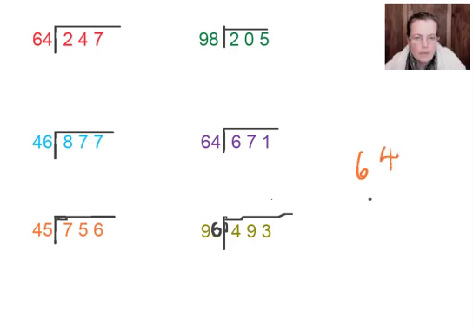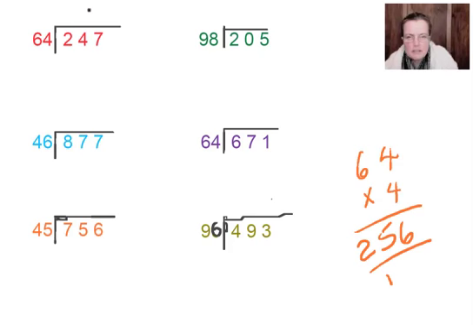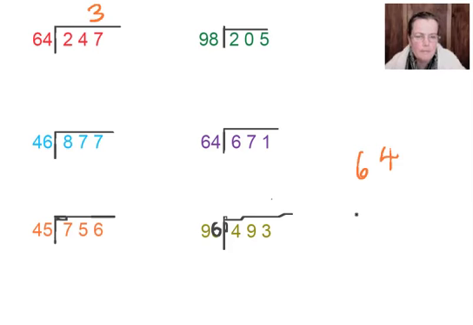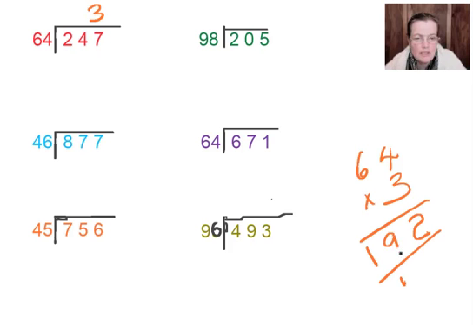64 times, what are we going to do? 4. 4 times 4 is 16. 6 times 4 is 24, plus 1 is 25. Yeah, we had gone over our limit. So it's going to be 3, isn't it? So let's do 64 times 3. 4 times 3 is 12. 6 times 3 is 18, and 1 is 19. So that would be 192.